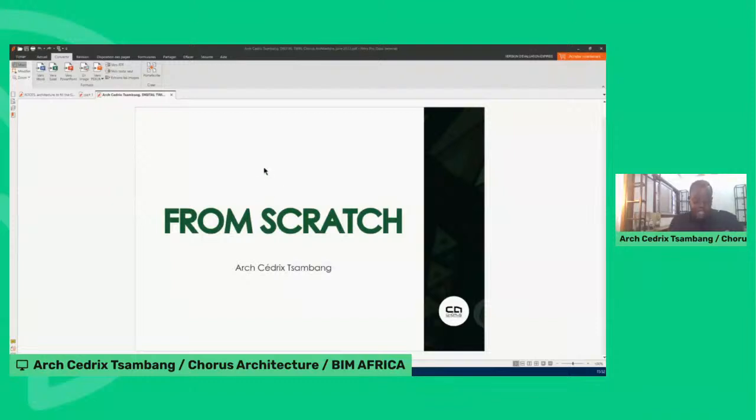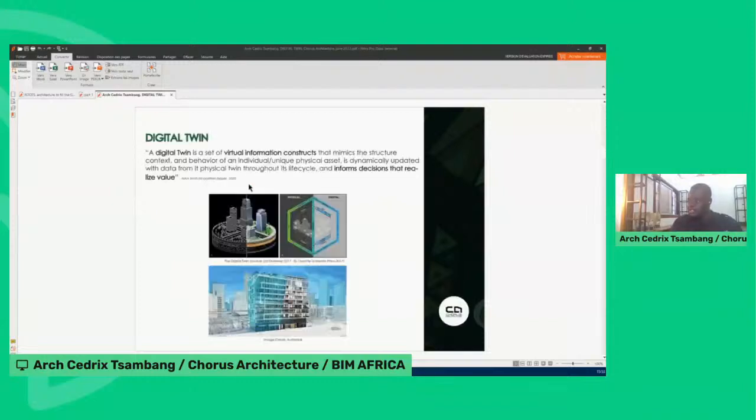So the main idea is to give a general definition of digital design, digital twins, how we use digital twins in a small particular project, and then how we are approaching it from scratch with Coros architecture. So from scratch, first of all, what is a digital twin?